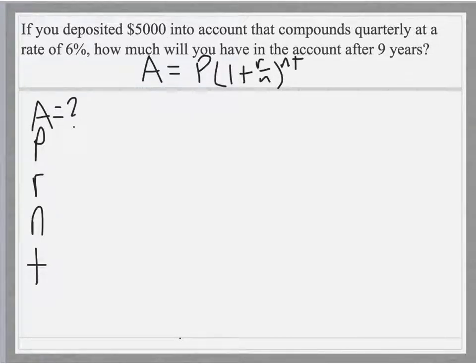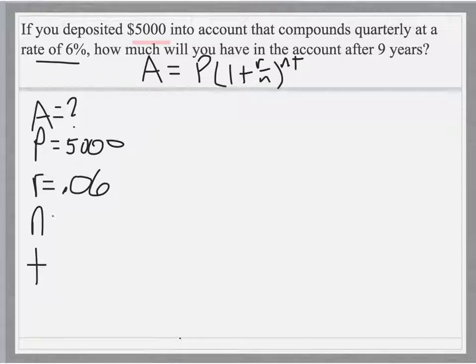Okay, P is our principal, or how much we start with. So if I look, I started with $5,000. So $5,000 is going to be my P. Okay. If I look at the rate, my rate is 6%. So that's going to be 0.06. Remember, we have to move the decimal to the left 2 spots.